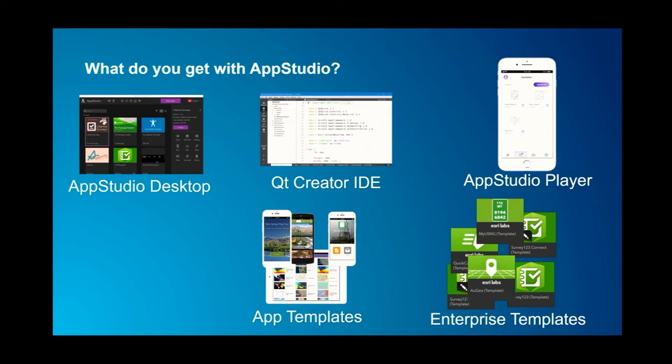And then there's this other piece that I'm going to talk about called Cloud Make. Cloud Make is a really unique piece of AppStudio. I talked about how we can build these apps and get them going with AppStudio Desktop. We can maybe customize them with the Qt IDE. But when you actually build for different platforms, do you need to set up a different build machine for Android, iOS, Windows? Or in this case, you don't have to do that, right?